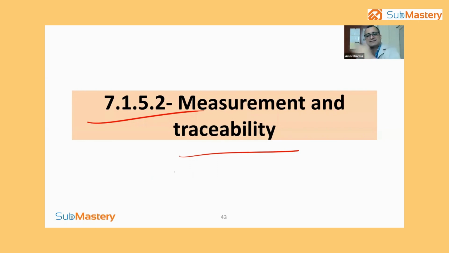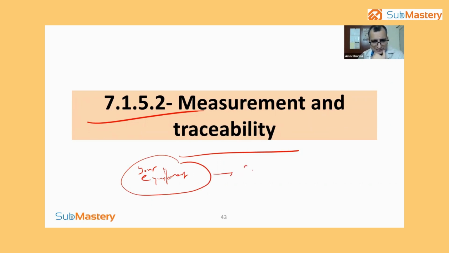Now what about that master? Suppose you have your equipment, which could be any equipment, a vernier caliper or your micrometer. So this equipment got calibrated with a master, right? Now this master should also be calibrated. So that master is calibrated through another master.